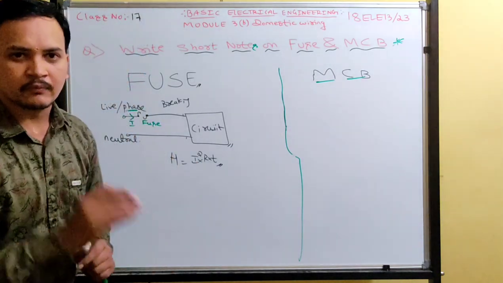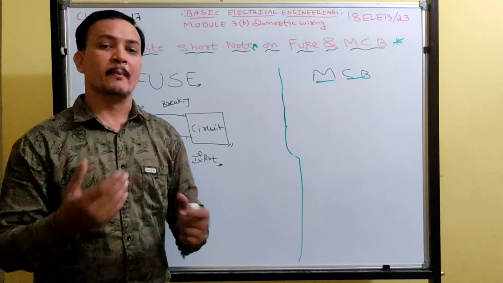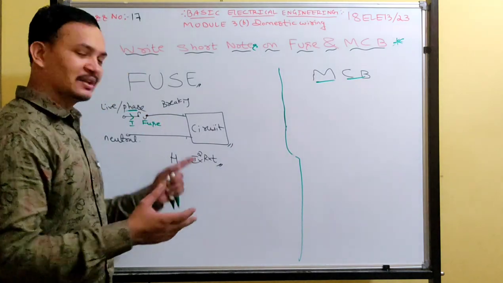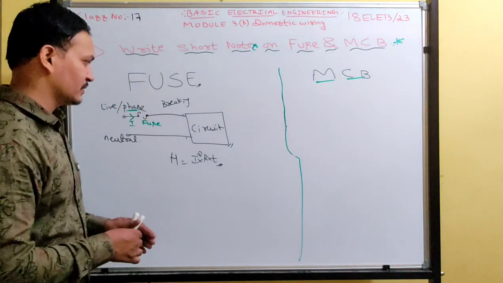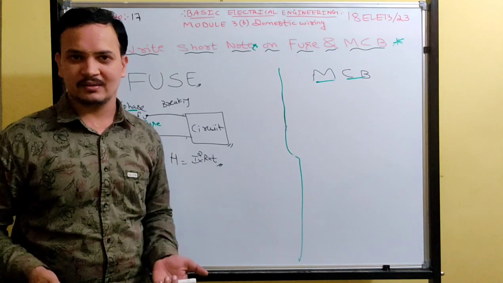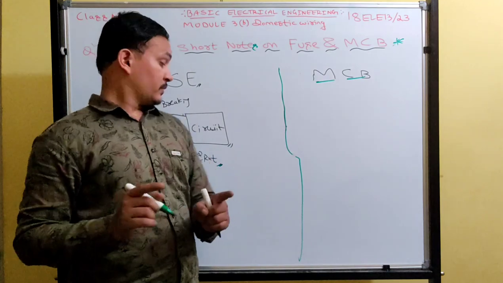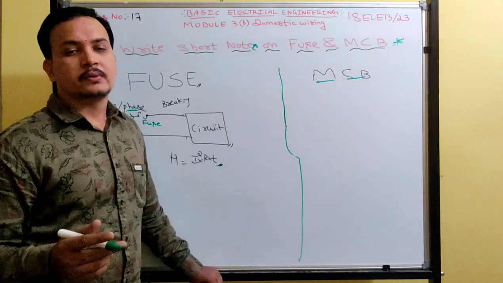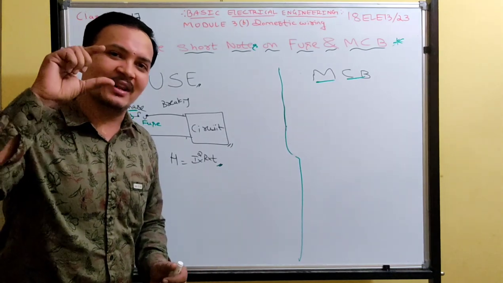When excess current flows through the fusing element due to short circuit, the fuse element melts and breaks the circuit, and hence your entire circuit is disconnected from the supply. This circuit may be your electrical appliance or some network. Now we can design the fusing element. In the laboratory viva, they will ask why the fuse wire is very thin.